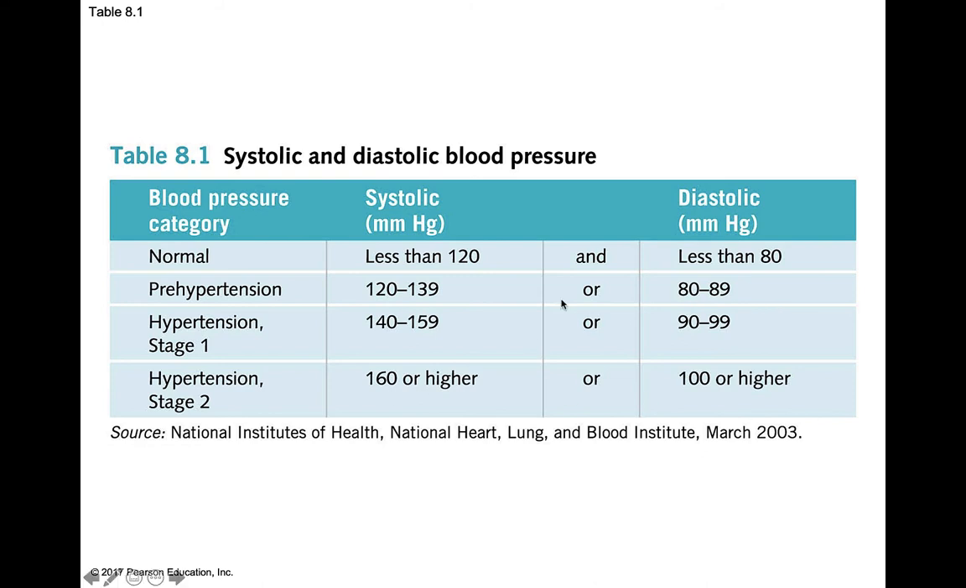Now notice, okay, so 120 to 139 or 80 to 89, that used to be known as high normal. That is now noted as pre-hypertension. Now, stage 1 hypertension is when systolic is 140 to 159 or the diastolic 90 to 99. Now, keep in mind, you do not need to have both systolic and diastolic out of range to be considered hypertensive. Only one of these values, so either systolic or diastolic.